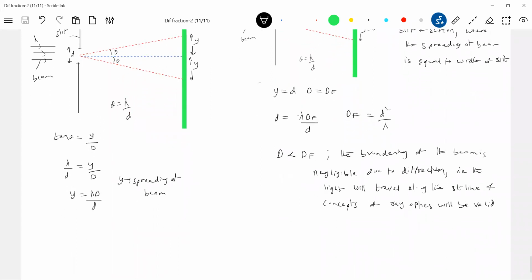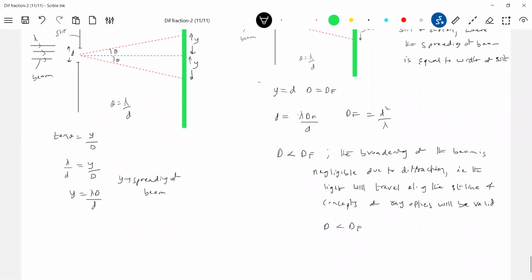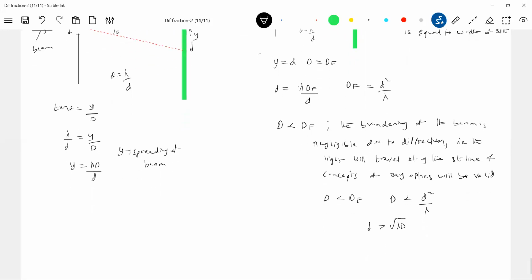So what is the distance? The distance is less than df. What is the Fresnel distance? Equal to d square by lambda. Therefore, D should be greater than lambda capital D. So now df is equal to, what is this? This is called a Fresnel zone.